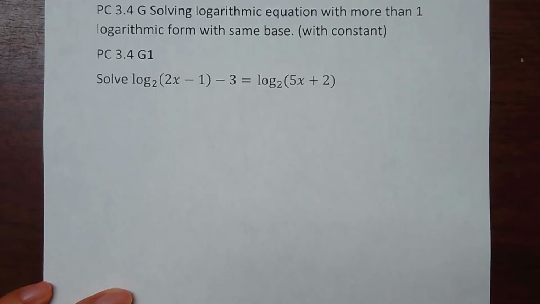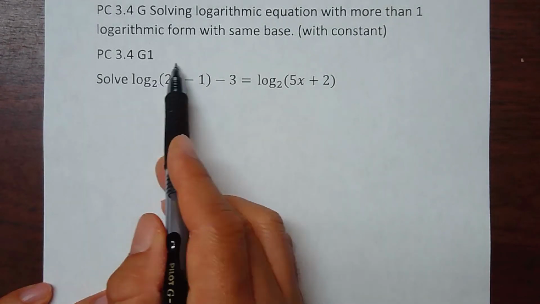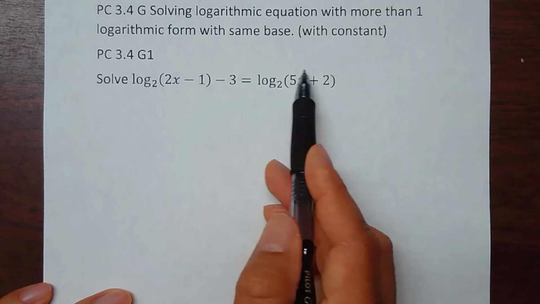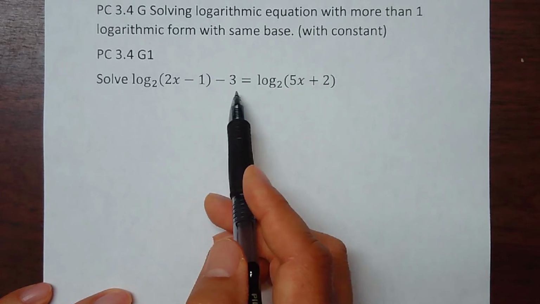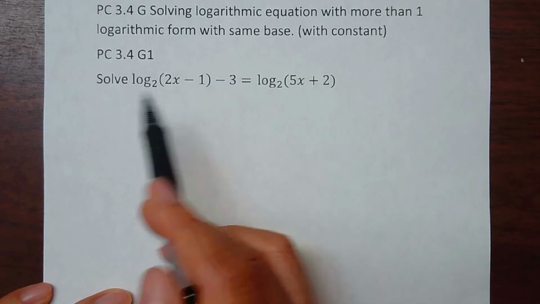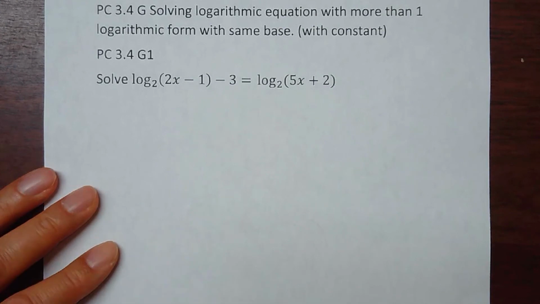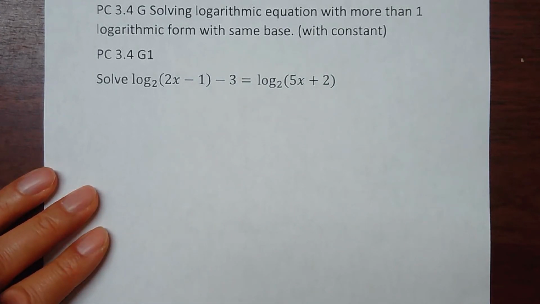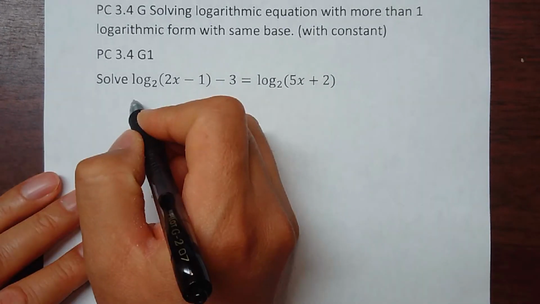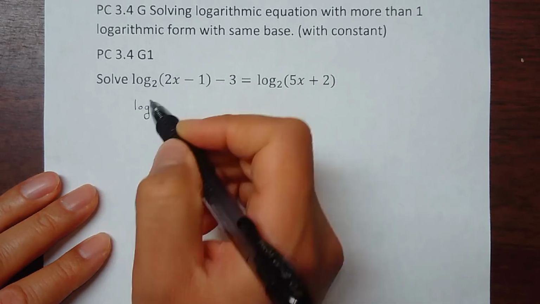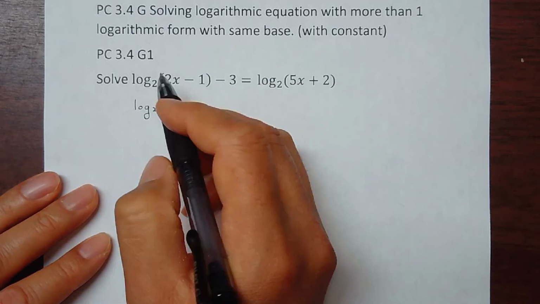Solving a logarithmic equation with more than one logarithmic form with the same base, but this example has a constant. This term is not in logarithmic form. So we have an equation with a constant in it. We can make that into an expression in logarithmic form.